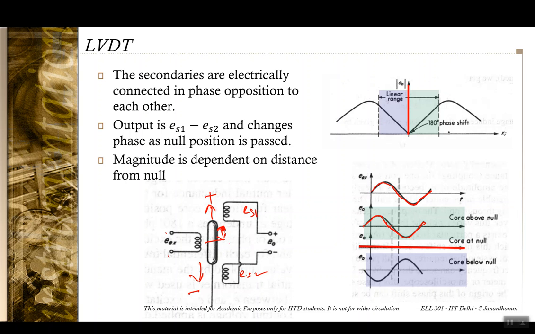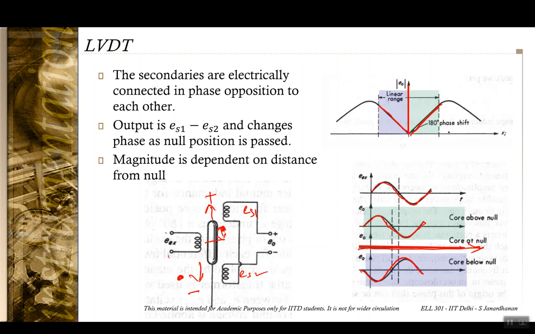Okay, however, the magnitude will depend upon the distance from the null position. Exactly at the null position it is going to be just 0, because ES1 would be equal to ES2. Similarly, when you go in the other direction, when you are somewhere here probably, then you would have the output being 180 degrees out of phase with the input. And of course again the magnitude will be proportional to the displacement. Okay, so within this region it is going to be almost linear.